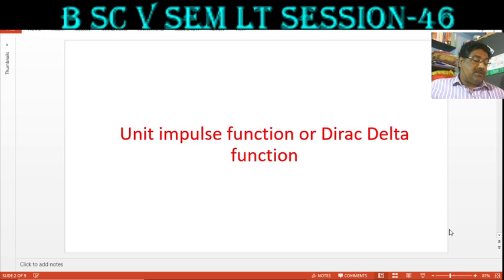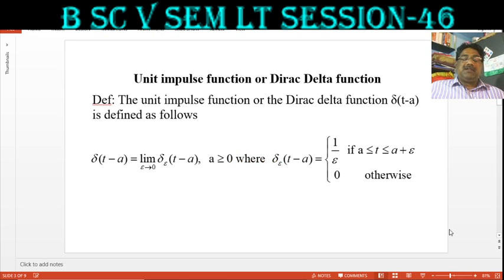he is a famous English physicist, Paul Dirac. His name is Paul Dirac. He won a Nobel Prize at the age of 31 for his work on quantum theory. Now, here he gave us this unit impulse function or Dirac delta function.